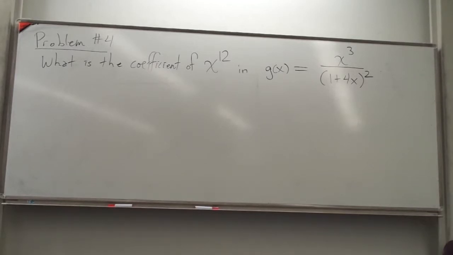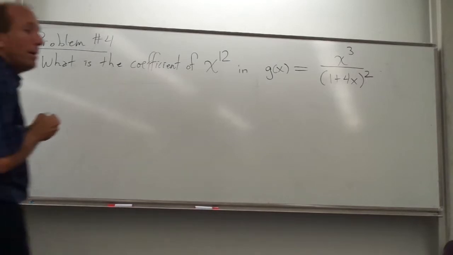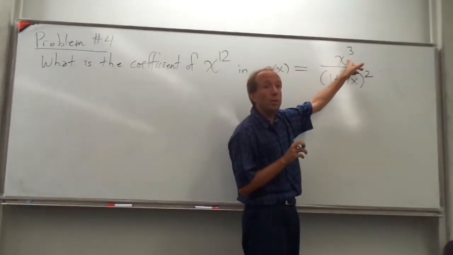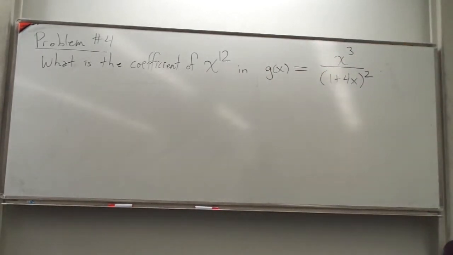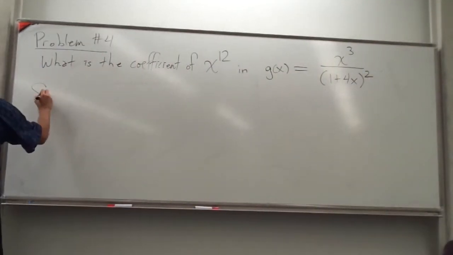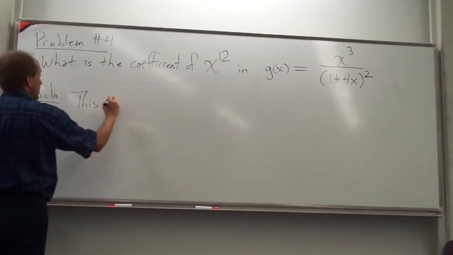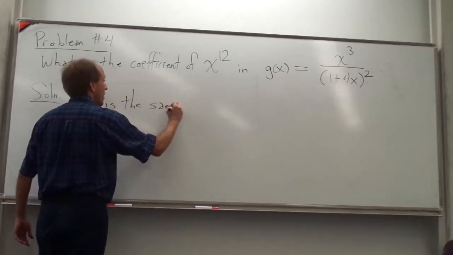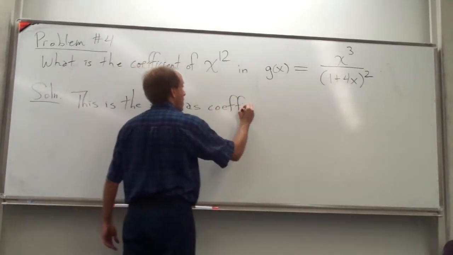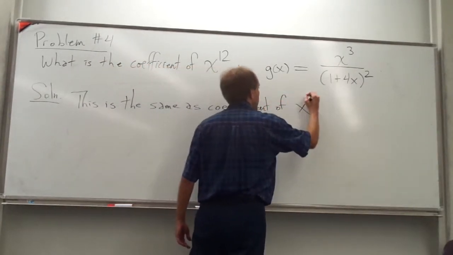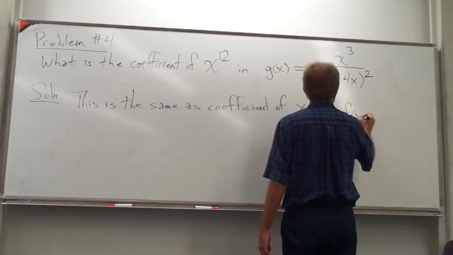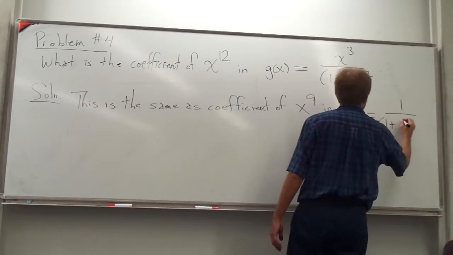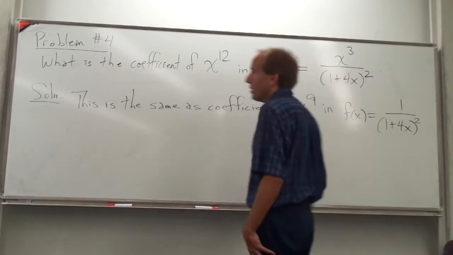Maybe, but 1 over 1 plus 1. Okay, baby steps is what I would do too. So instead of x cubed, let's just forget the x cubed, take it out, and look for the coefficient of x to the 9th in the remainder of the expression. So the solution is, this is the same as the coefficient of x to the 9th in a slightly different function, I'll call it f of x, equals 1 over 1 plus 4x quantity squared.